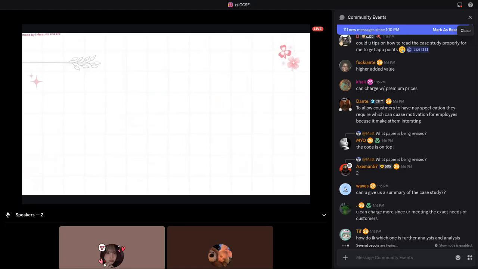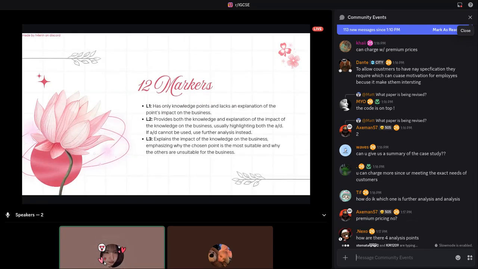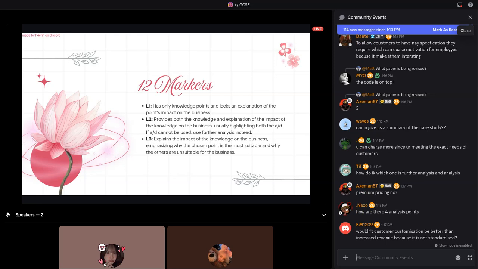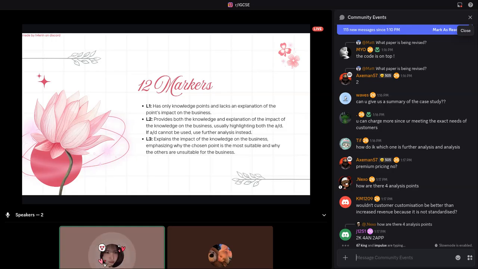Furthermore, now we are moving to 12 markers. So there is a lot of misconceptions that you would need to have two knowledge or two application for analysis for evaluation. Guys, the 12 markers is marked based on levels. So credits to Lee for this.